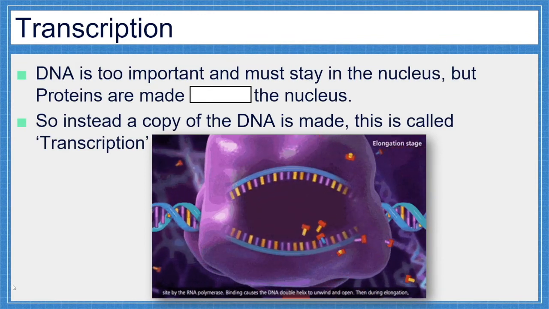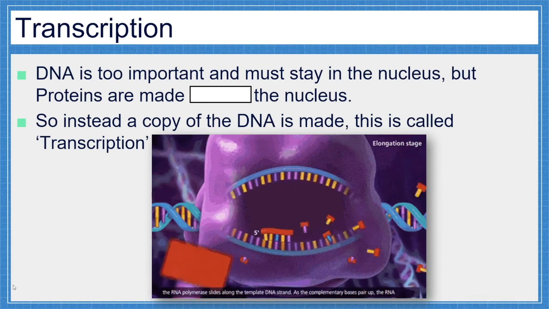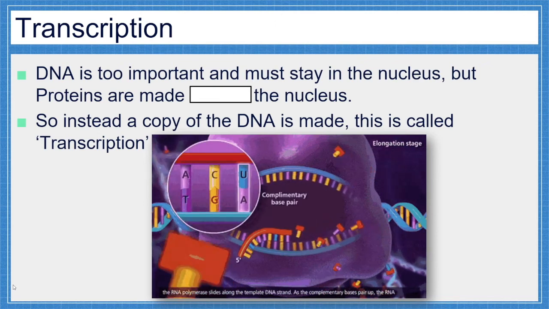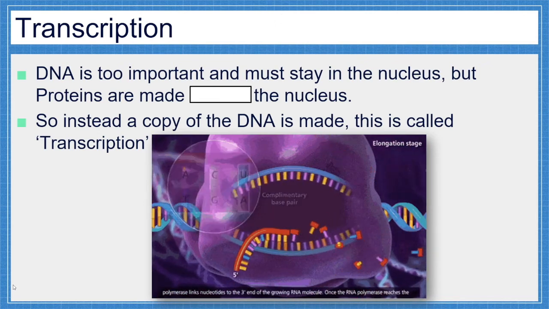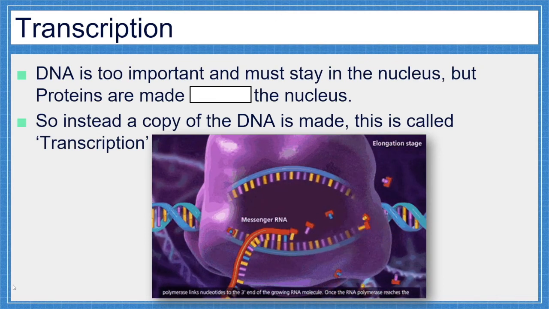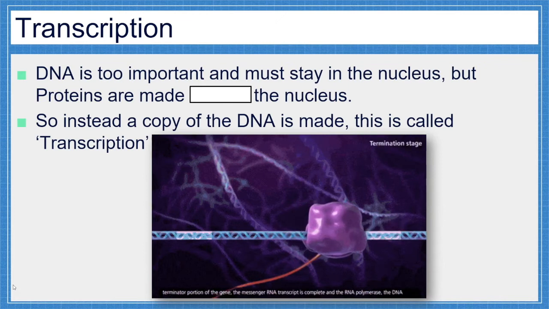Now, DNA is really, really important. If the DNA gets mucked up in any way, that's really bad for that cell. So DNA is too important to leave the nucleus. So we don't make proteins in the nucleus, we make them outside of it. Somehow we have to get the instructions from the DNA that's in the nucleus out of the nucleus to where the protein's actually going to get made. And that's where this first stage of transcription comes in.